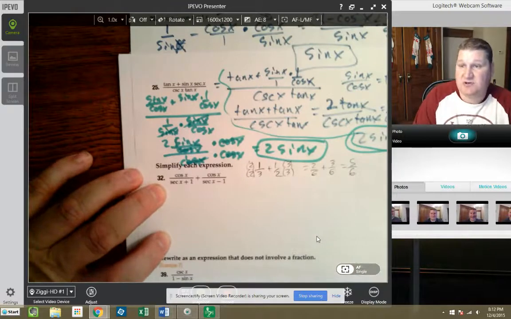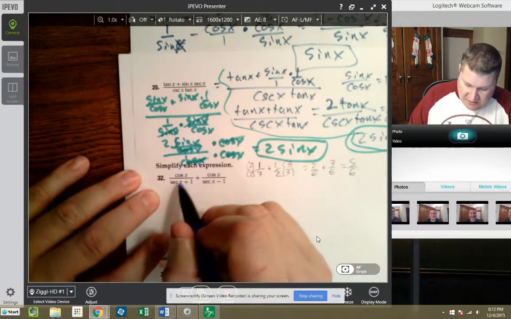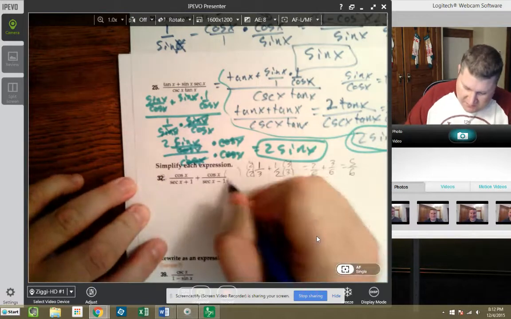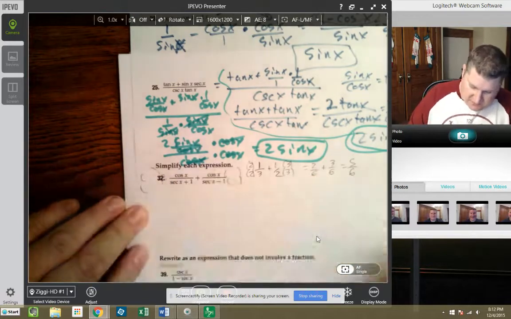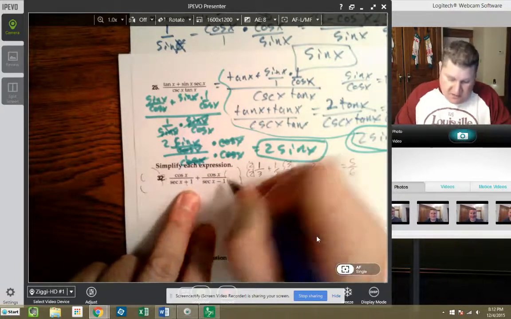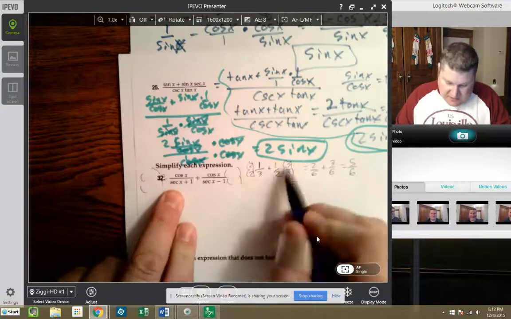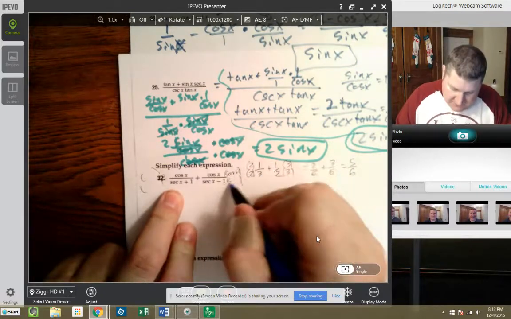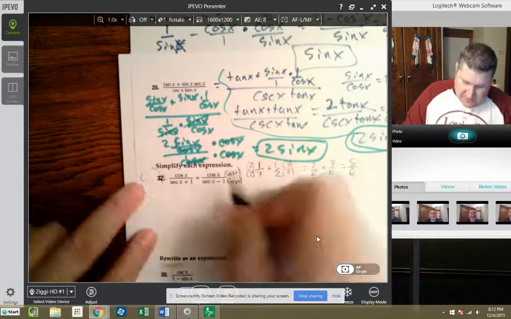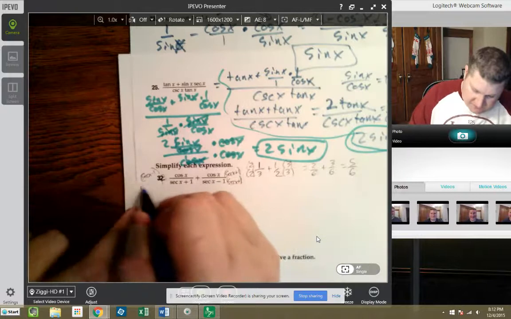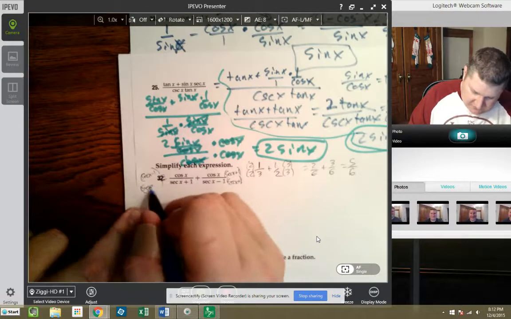Okay, sounds good. Let's do the same thing here. I have two fractions. The bottoms are different. So I'm going to multiply this by something and this by something. In this case, since they're not the same, we're going to take this denominator, just like we did, and multiply it top and bottom. Secant x plus 1, secant x plus 1. Here you get secant x minus 1 from this side, secant x minus 1.